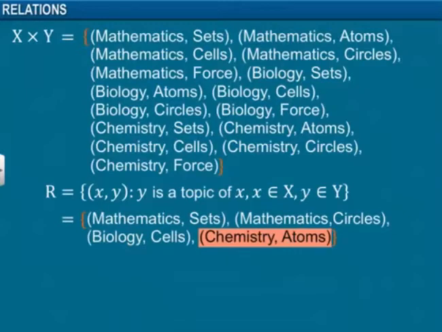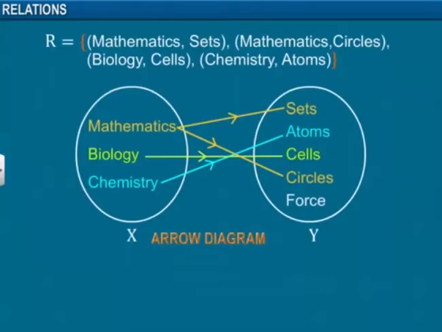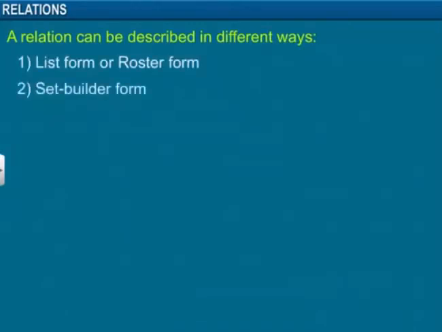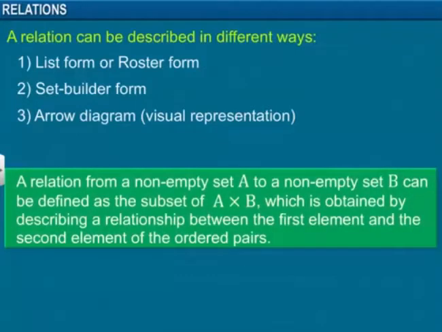This relation can also be represented visually with the help of an arrow diagram as shown. Hence, we can describe a relation in different ways: list form or roster form, set builder form, and arrow diagram. Let us now define a relation. A relation from a non-empty set A to a non-empty set B can be defined as the subset of the Cartesian product of A with B, which is obtained by describing a relationship between the first element and the second element of the ordered pairs.